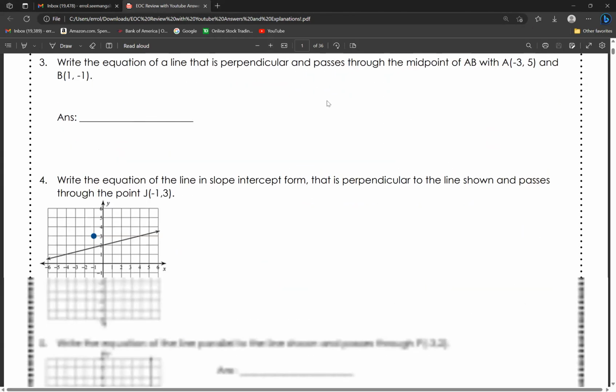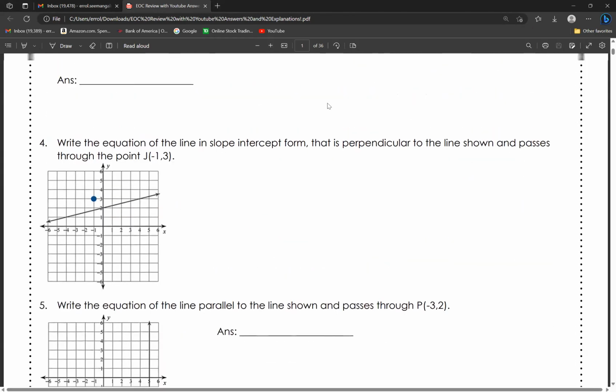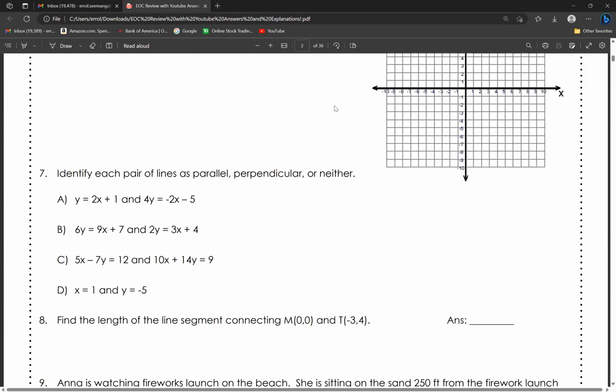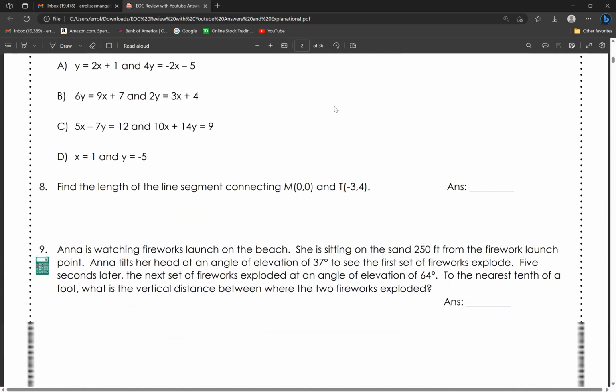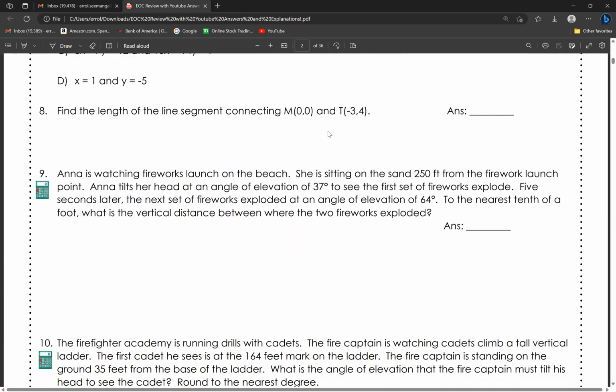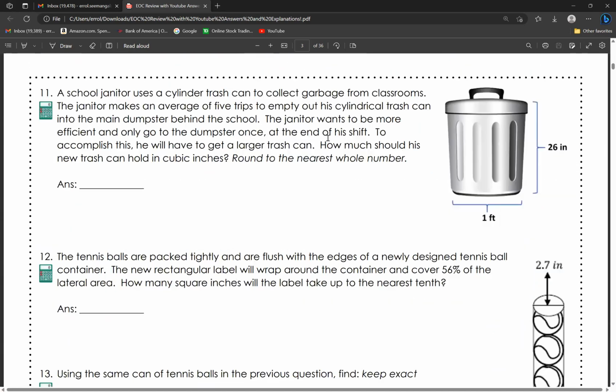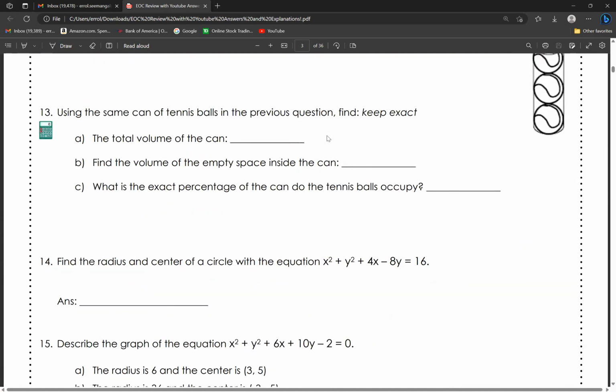Let's go over slope. I'm good with slope. Slope is simple. Identify each pair as parallel. Okay, that one's slope. Find the length of the line segment connecting. Some word problems. More word problems. Use the same can of tennis balls in the previous question. Find, keep exact, the total volume of the can.